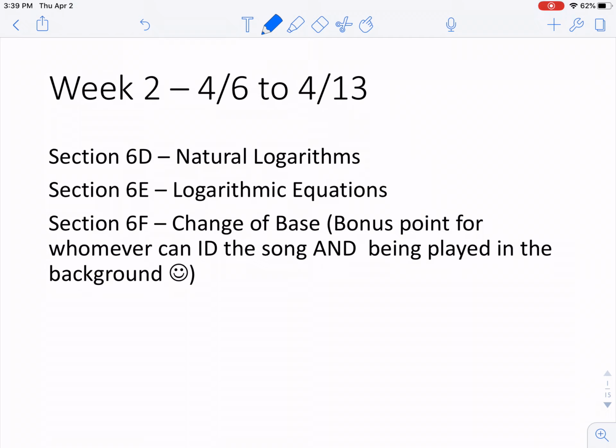In this lesson, we will talk about section 6E, natural logarithms, section 6E, logarithmic equations, and section 6F, the change of base. I'm going to give a bonus point to whomever can identify the song being played in the background.